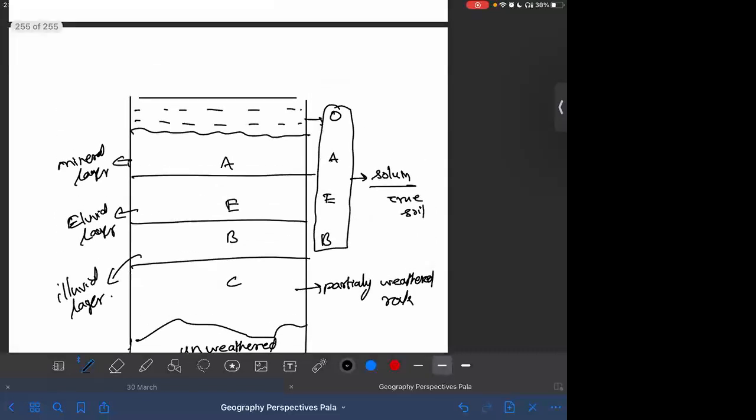Okay. And the A layer is basically the topsoil. A0 and A combined together is known as the topsoil. So we hear a lot of things about topsoil. When you say soil erosion, you are referring to topsoil, right? So this O layer itself can be divided further.